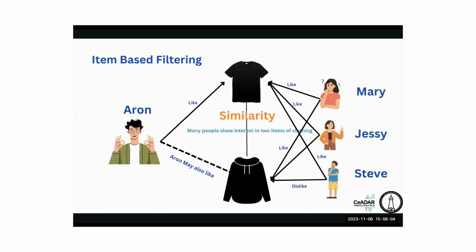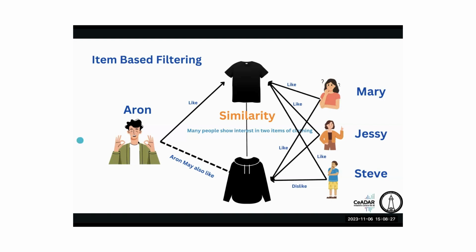So similarly, let's talk about item-based collaborative filtering. In item-based collaborative filtering, instead of focusing on similar users, this approach looks at the similarity between the items. For example, if a user has liked or interacted with a particular item, the other items that are similar to it may be recommended.